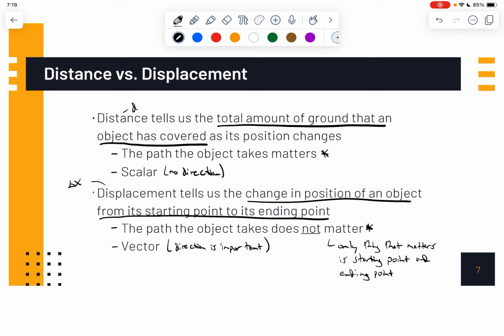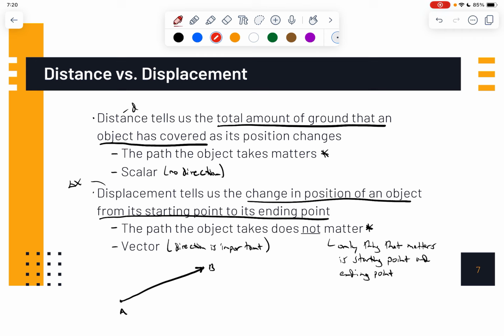So just to highlight the distinction between distance and displacement, let's say we have an object that's moving from point A to point B. There's basically an infinite number of ways that we can get from point A to point B. The one that's probably most familiar to us, the most direct, is we can just travel a straight line path going from A to B. That's option number one.